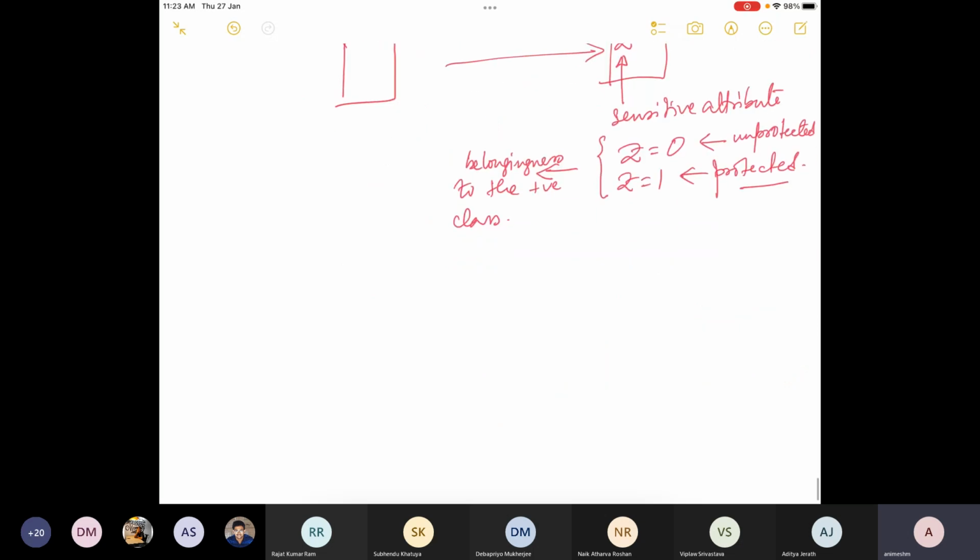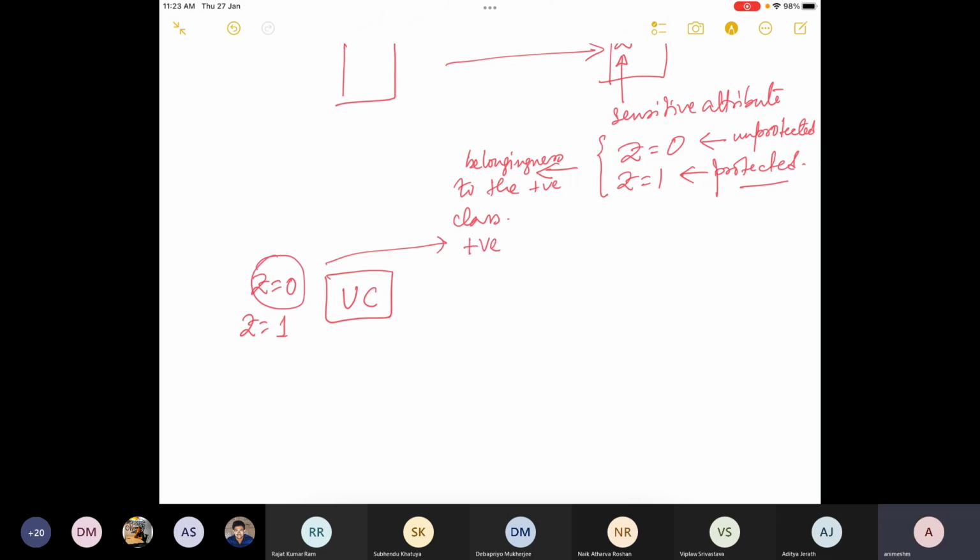Okay, let me portray the picture. Suppose you have the unconstrained classifier. Let us call it UC. Then there are some users who do not have the protected attribute on, and there are some who have the protected attribute on. Among these, some have been identified in the positive class and some in the negative class, and the same holds for the other group.